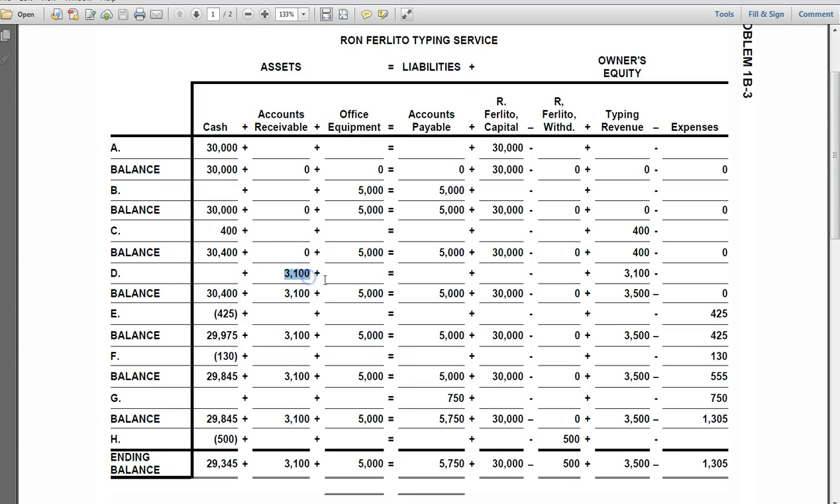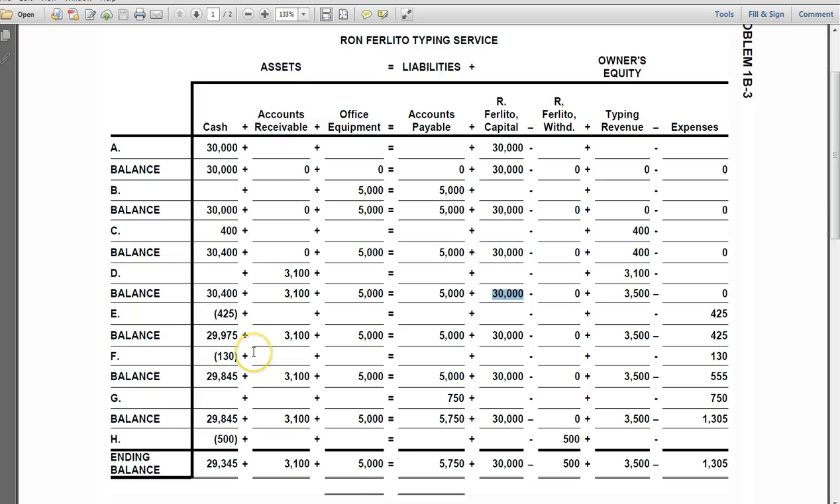We debit accounts receivable, which is an addition, and put the credit to the typing revenue. As you can see, the revenue account is increased up to 3,500, and all the other balances continue as they were, but we have now a new balance for accounts receivable. We still have all the equipment. We still owe the $5,000. Ferlito's equity is 30, but we know that if we had to calculate it at this point, we'd have to add the revenue of 3,500 because a revenue is an addition to the capital account.